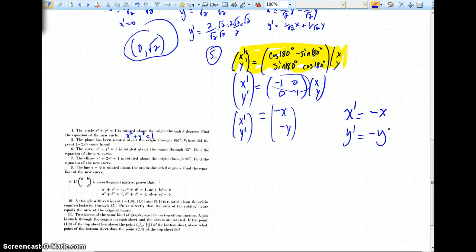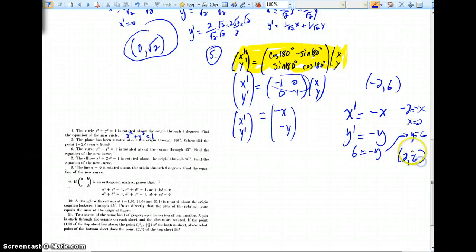So for number 5, they're saying, where does the point (-2, 6) come from? Well, when they say coming from, this means where it ended. So of course we'd say -2 would equal the opposite of x, meaning x would equal 2. We'd say 6 would equal the opposite of y, meaning y would equal -6. (2, -6) is the pre-image. That's where (-2, 6) came from.